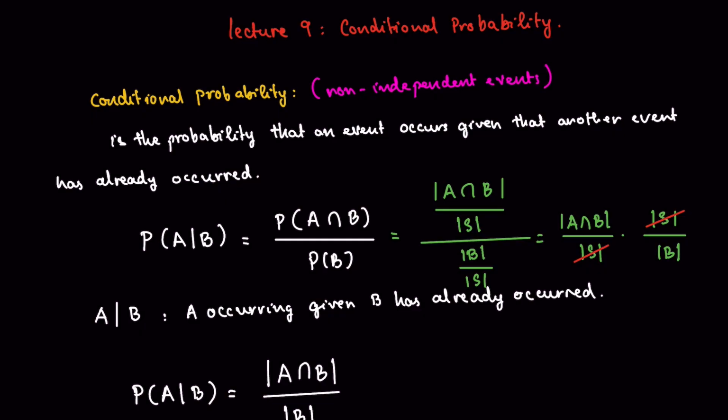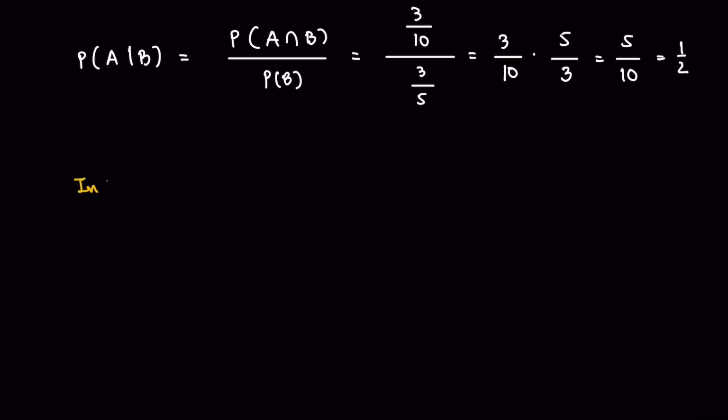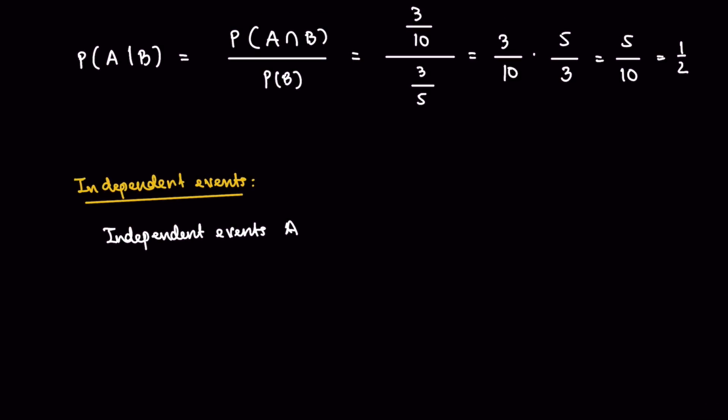So the events that we are dealing with in these particular scenarios are considered to be dependent on one another. Now I'm going to move on to another definition, where the two events are independent from one another. So suppose you have two events A and B that are independent.